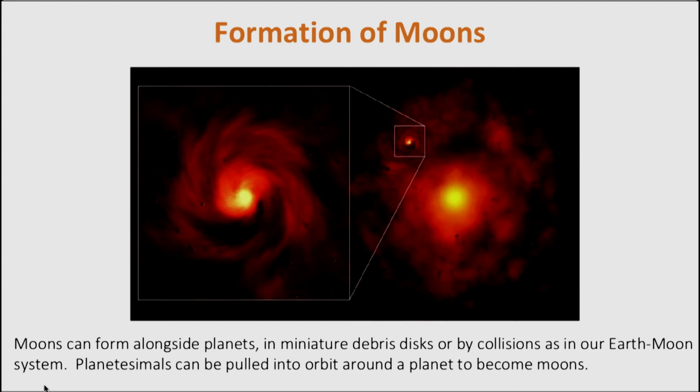The planetesimals can also be pulled into orbit, so moons can also form by sweeping up material from slightly further away over time in the debris disk that formed around the Sun itself.